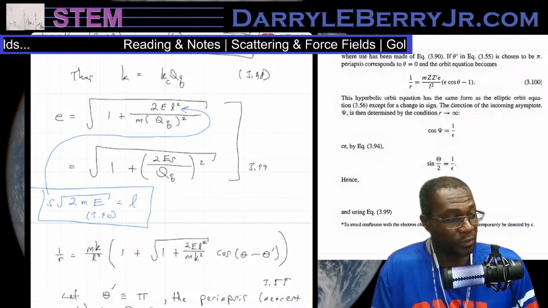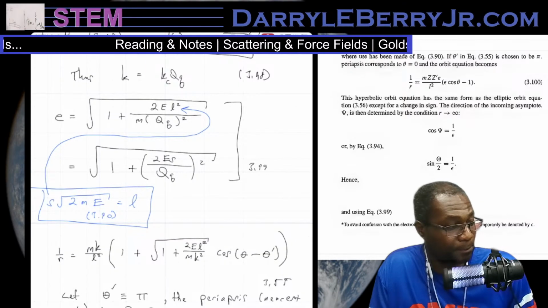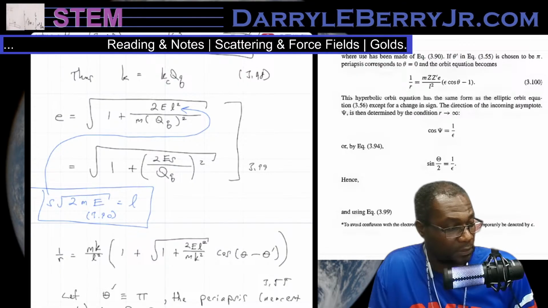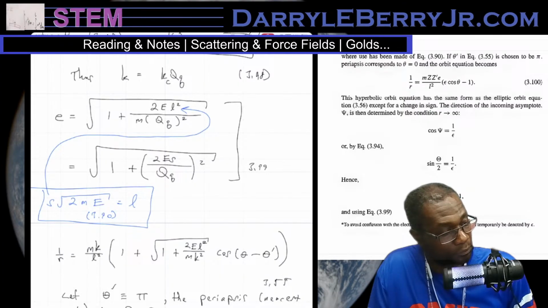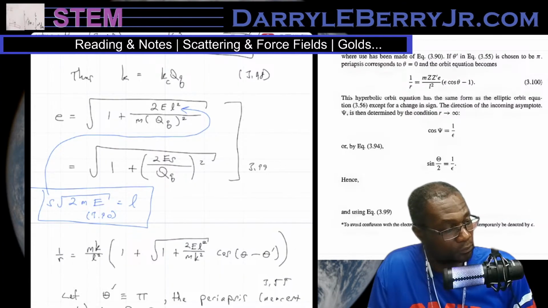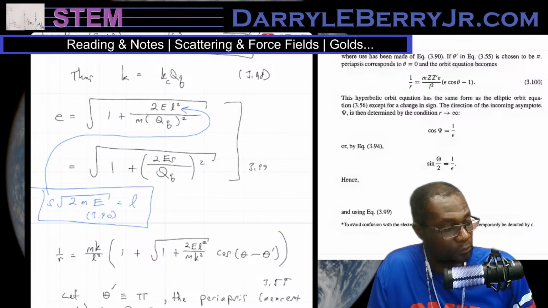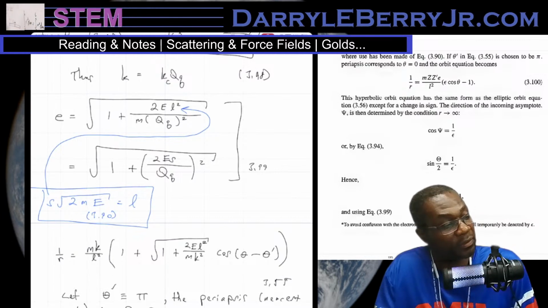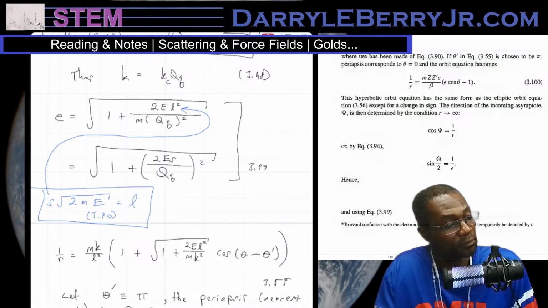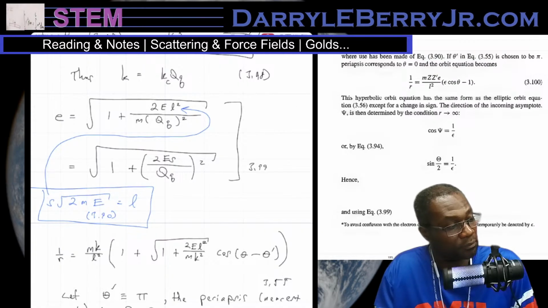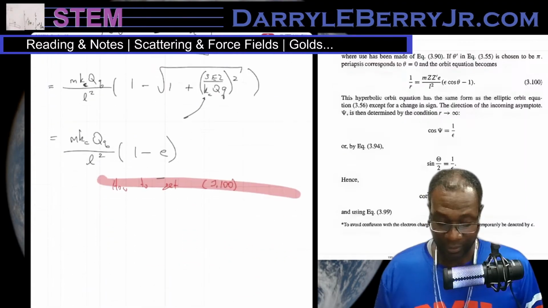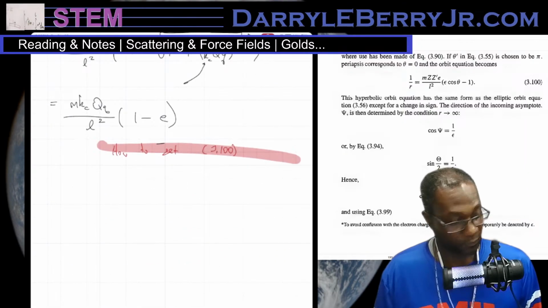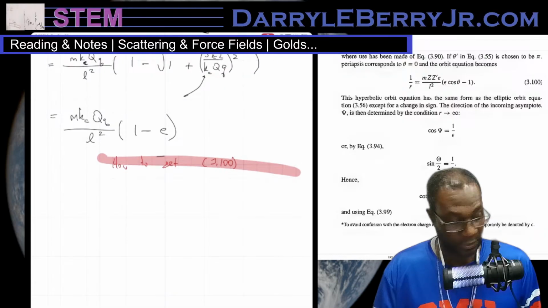Oh, and using equation 3.99. Yeah, so cotangent is sine over cosine. I hate the lack of explanation of things in this book, which is ironic, I think.